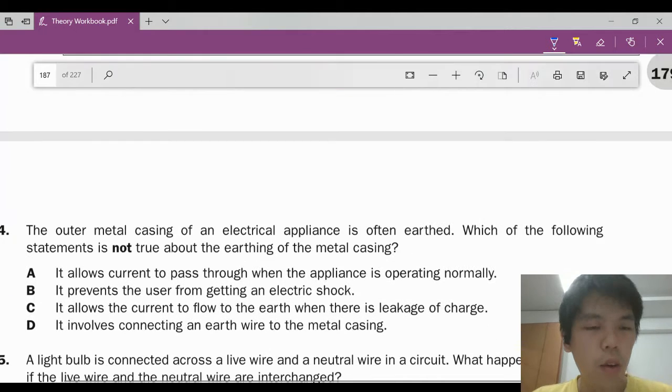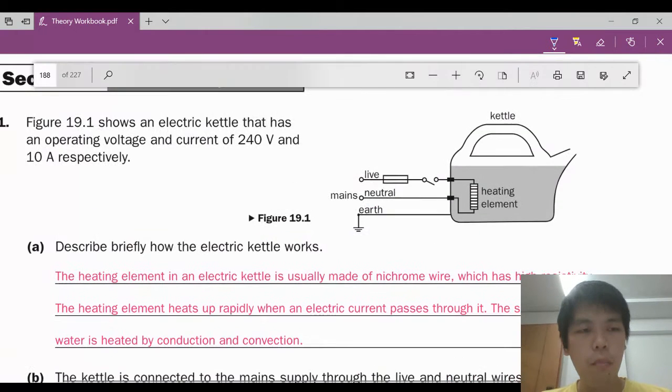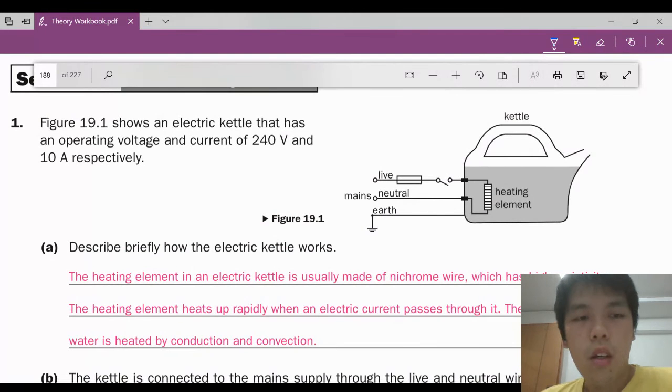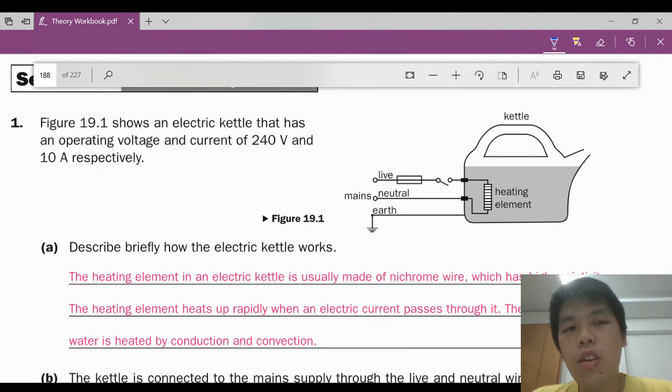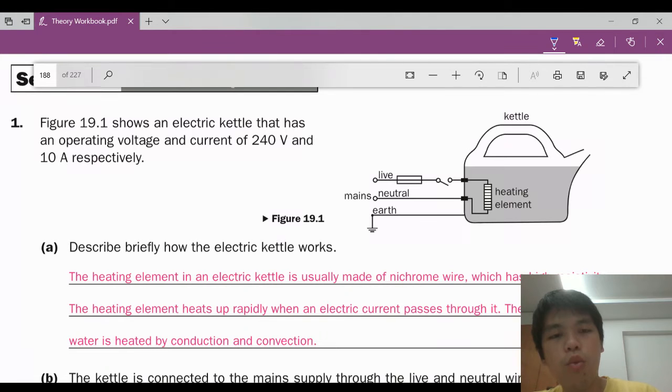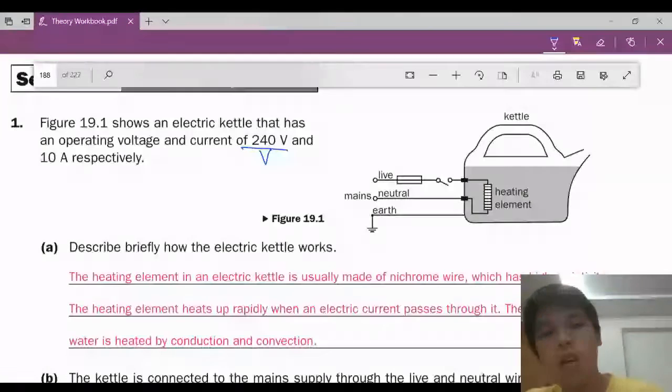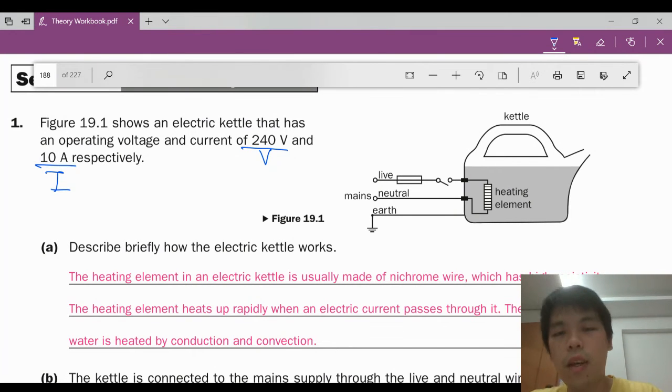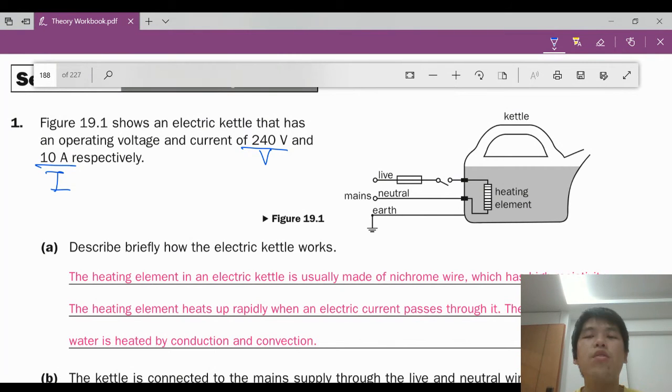Okay, let's look at section B, part A. Alright, figure 19.1 shows an electric kettle that has an operating voltage and a current of 240 volts. So this is the operating voltage and this is the current respectively. It is connected to a heating element. Describe briefly how the electric kettle works. So they are trying to ask you how electricity comes into play to make sure that the heating element works. Then how does the water get hot because this is an electric kettle.